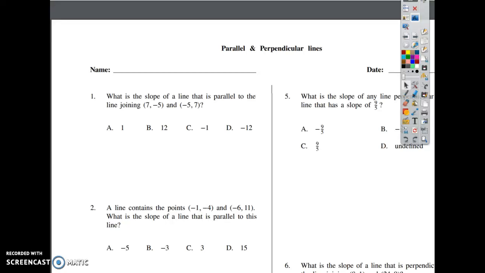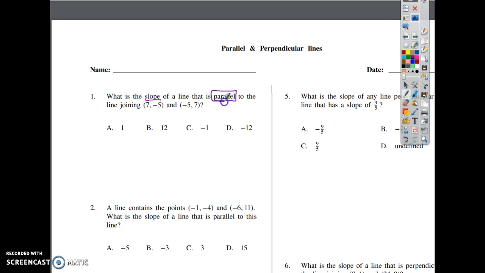Okay, this is not a worksheet that you guys have. This is examples of the type of problems that are going to be on the quiz tomorrow, so I really need you to pay attention so you don't say, I've never seen this before. Problem number 1, it says, what is the slope of the line that is parallel?